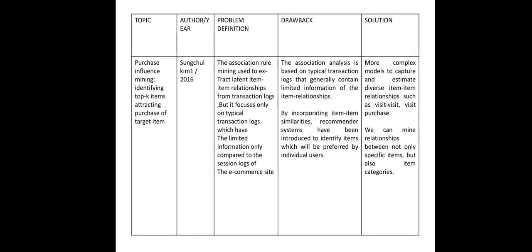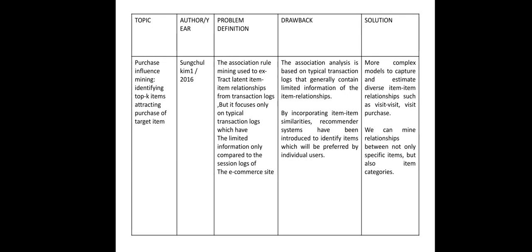The next topic is purchase influence mining, identifying top-tier items attracting purchase of a target item. Problem definition. Association rule mining is used to extract item relationships from transaction logs, but it focuses only on typical transaction logs, which have limited information compared to the session logs of e-commerce sites.